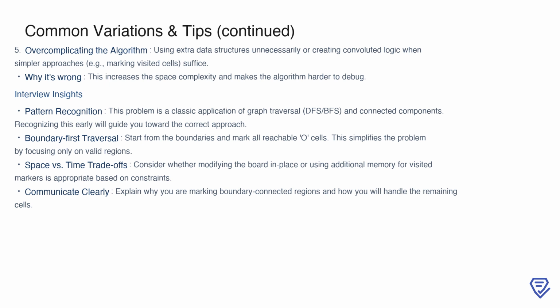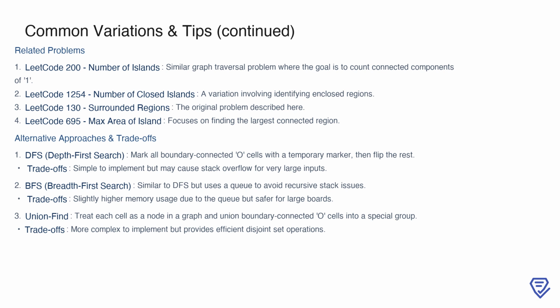your approach. This problem is closely related to several others on LeetCode, making it a great way to build your understanding of graph traversal. For example, LeetCode 200, number of islands, involves counting connected components of 1s, which is conceptually similar. LeetCode 1254, number of closed islands, is another variation where you identify enclosed regions. Of course, there's the original problem here, LeetCode 130, surrounded regions. Lastly, LeetCode 695, max area of island, focuses on finding the largest connected region.